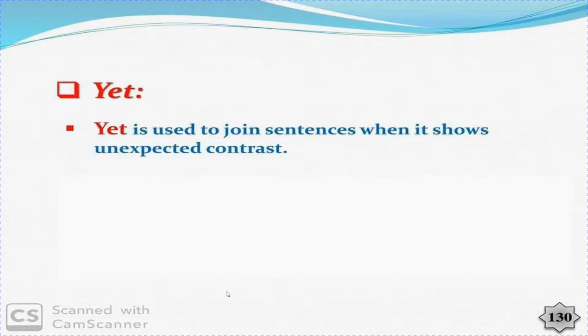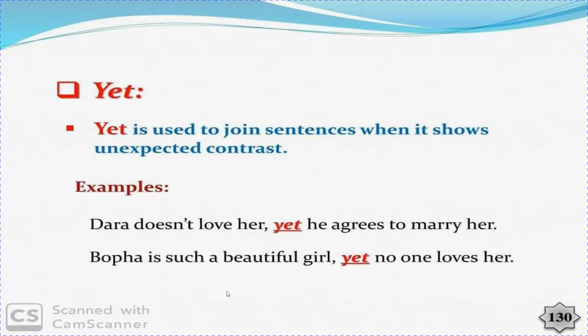Now next one is yet. Yet is used to join sentences when it shows unexpected contrast. Like we have learned earlier about but, it is showing contrast. But yet is used to join sentences which show unexpected contrast. Like Dara doesn't love her, yet he agrees to marry her. See children, if a person doesn't love a girl, he cannot marry her. But it is showing unexpected contrast that Dara doesn't love her, yet he agrees to marry her.